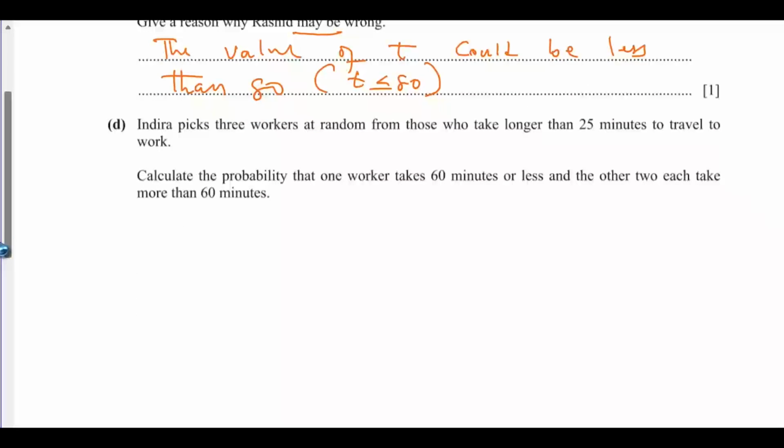Indira picks 3 workers at random from those who take longer than 25 minutes to travel to work. Calculate the probability that one worker takes 60 minutes or less, that is less than or equals to 60. That is one condition, and the other 2 each take more than 60, that is greater than 60. Now let's go to those that take longer than 25 minutes first.